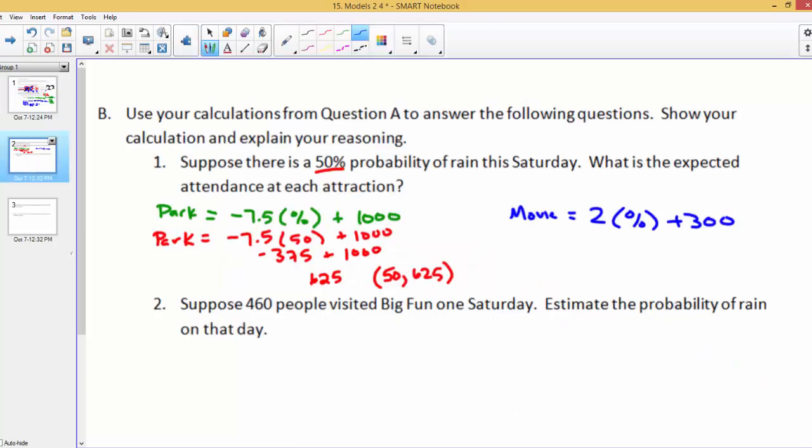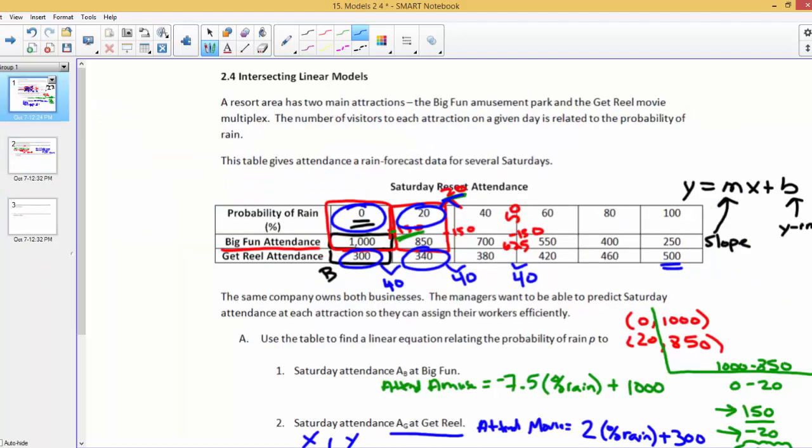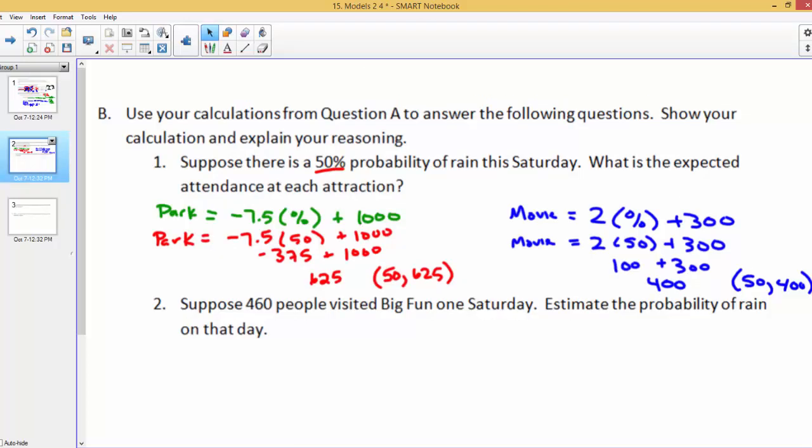And then over here, 2 times 50 plus 300 will be how many people at the movies. So 100 plus 300 is 400. So 50% chance of rain will give 400 people at the movies. And again, 400 plugging in right there looks right on. That is amazing. Great plugging in.